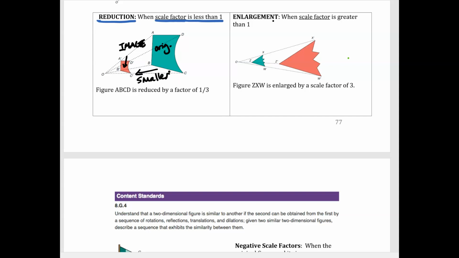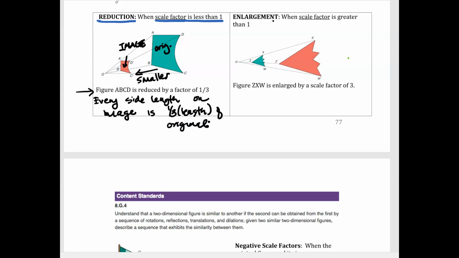So what does that mean? In this statement right here, it says that figure ABCD is reduced by a factor of 1/3. What that means is that every side length on the image is 1/3 of the length of the original.